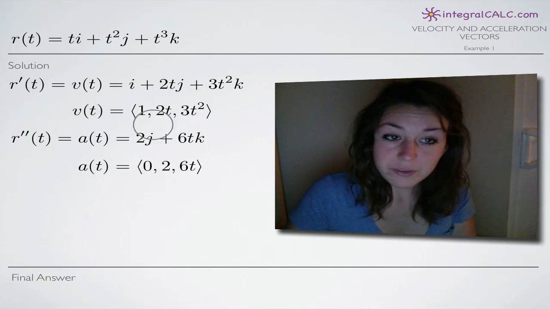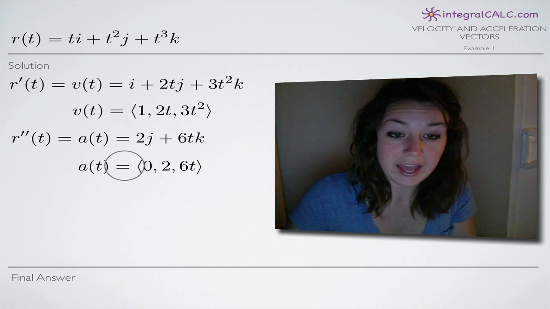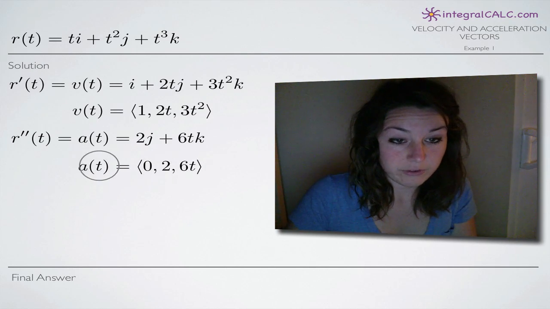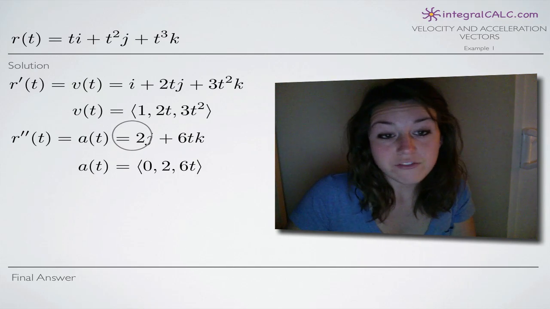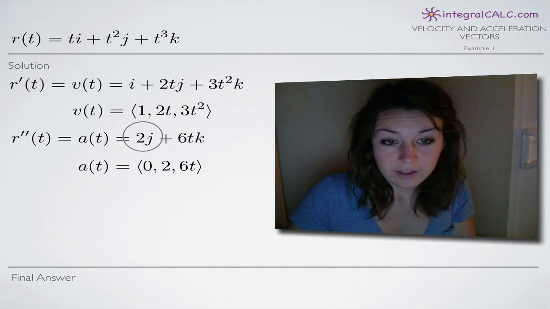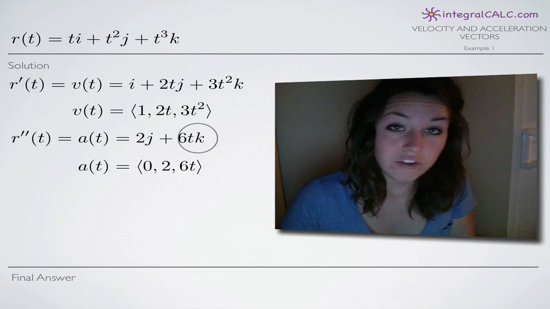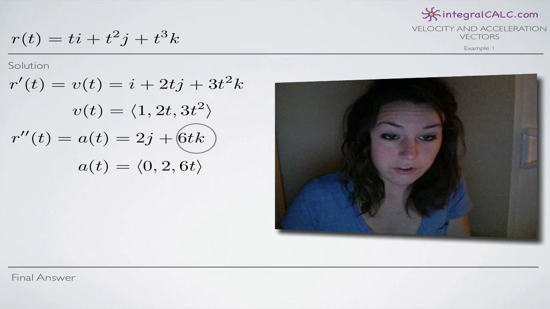And then we'll do the same thing we did to find the velocity vector, meaning that we'll take the coefficients off of i, j, and k to get the acceleration vector. So obviously we have no i left over, so the coefficient on that is 0. The coefficient on j is obviously 2, and then the coefficient on k is 6t. So that gives us our acceleration vector.